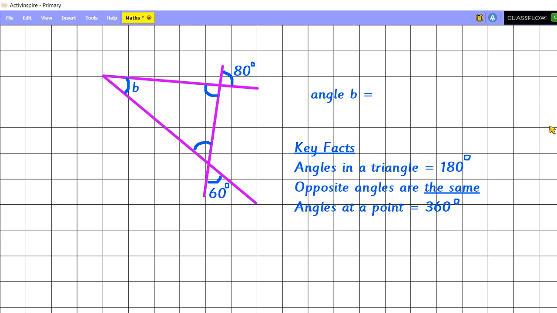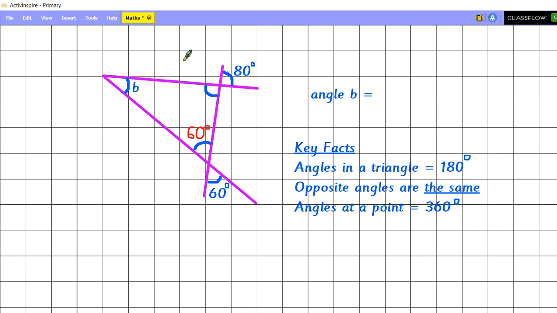Okay, let's start to work through this together. And we start to work through our key facts. We've recognised some things that we might need in order to help us. So if this is 60 degrees, what is this going to be? Well, it's directly opposite, so therefore I know that that must also equal 60 degrees because it's vertically opposite.